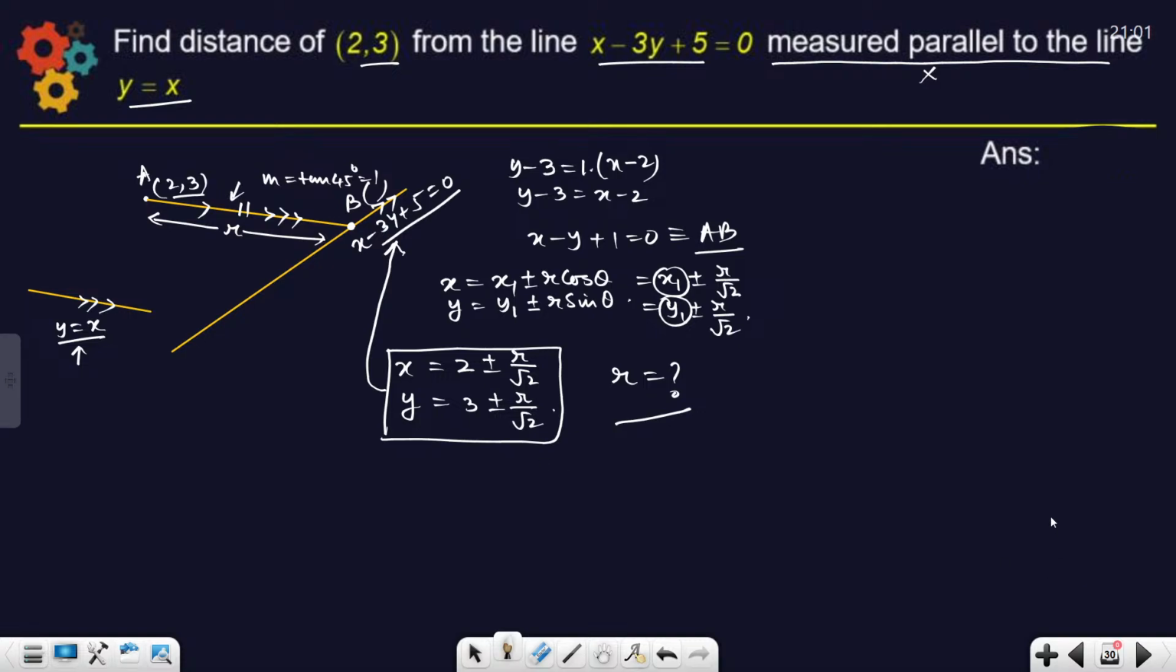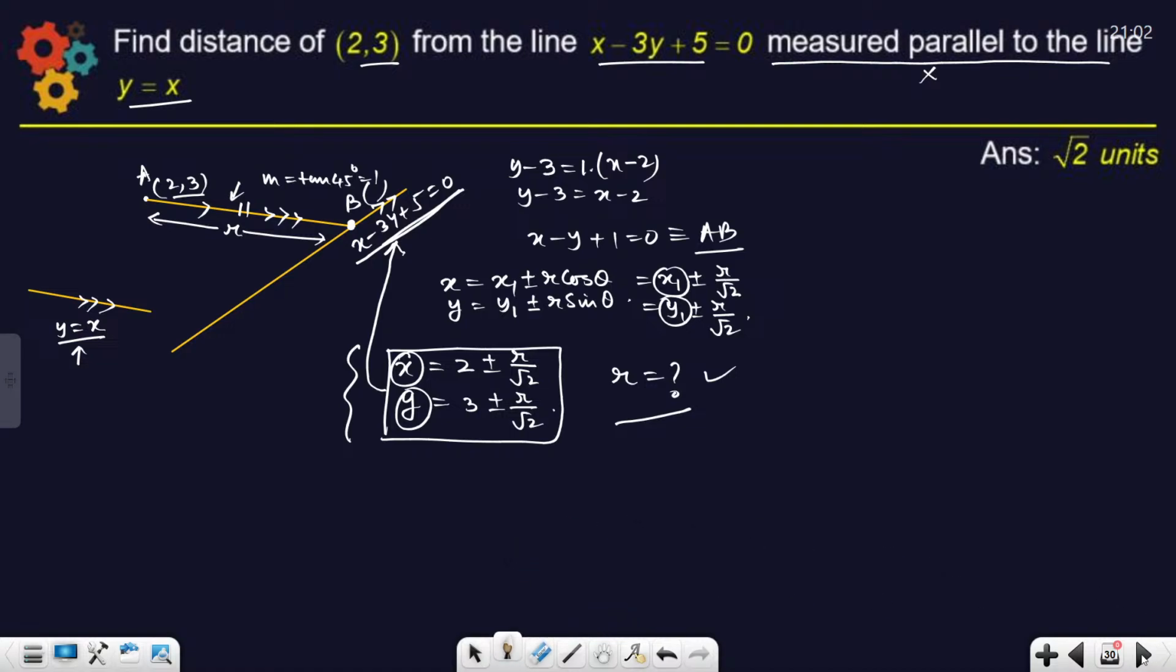Okay. So this I'm not solving. You can solve this. You simply put the values of x and y in this equation, because this point B is on this line, hence it must satisfy this equation. So put it and get the value of r. Right? I'm revealing the answer. It's root 2 units. The value of r will be root 2.